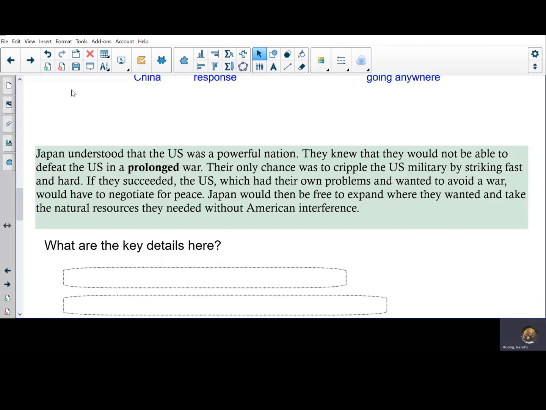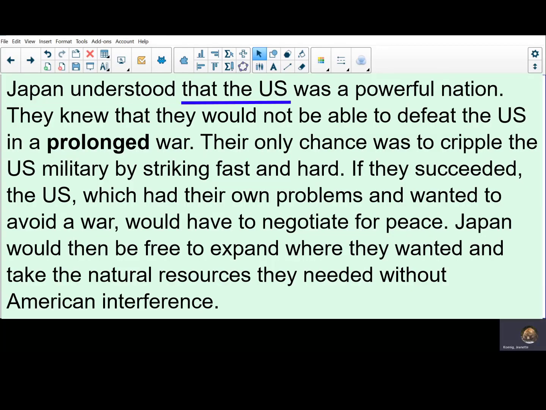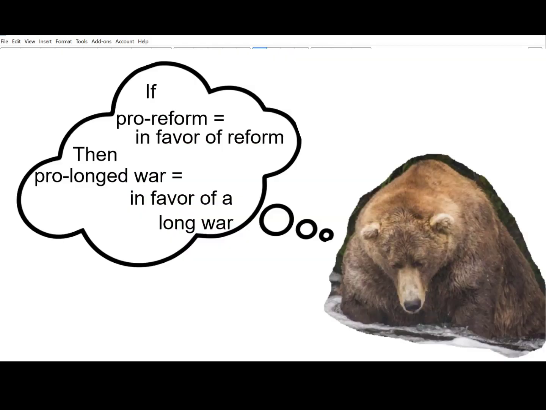Let's try another one. Japan understood that the US was a powerful nation. They knew they would not be able to defeat the US in a prolonged war. What does prolonged mean? You are in favor of a long war? Oh, another prefix that's a false friend. Pro can mean in favor, but here it just means a war that has been made longer.